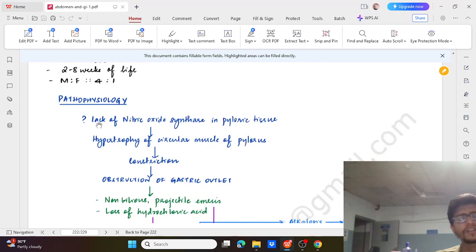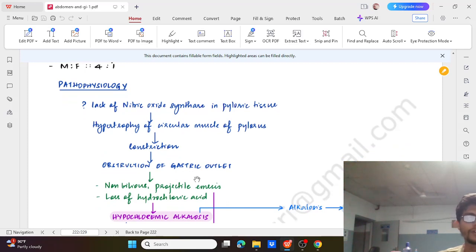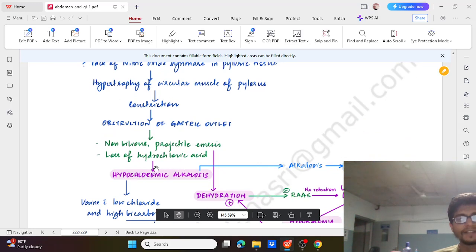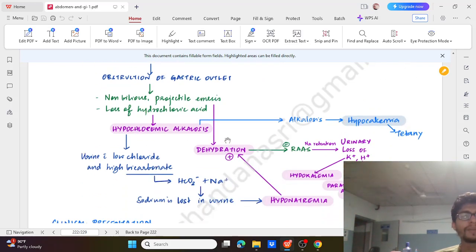Coming to the pathophysiology, there will be a lack of nitric oxide synthase in the pyloric tissue, which will cause hypertrophy of the circular muscle of the pylorus, causing constriction and obstruction of the gastric outlet. So it will result in gastric outlet obstruction, and it will present as projectile non-bilious vomiting and loss of hydrochloric acid, resulting in hypochloremic alkalosis along with dehydration. This alkalosis will cause hypocalcemia, and over time it can cause tetany.